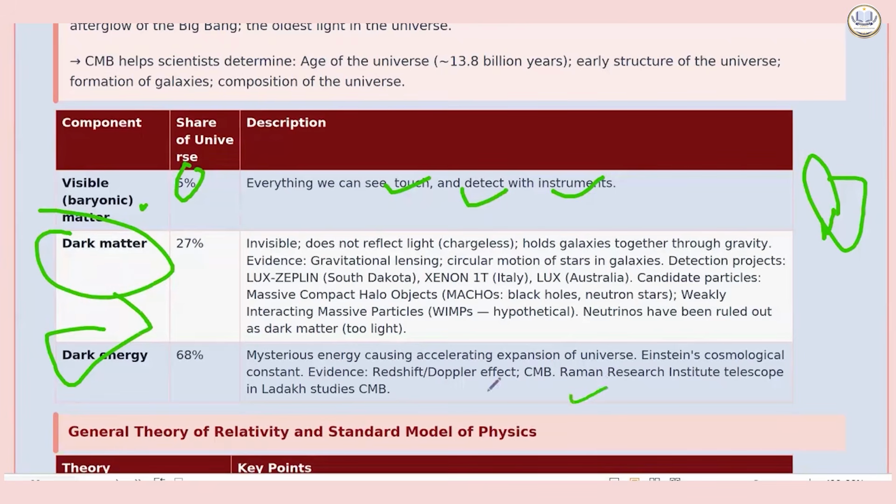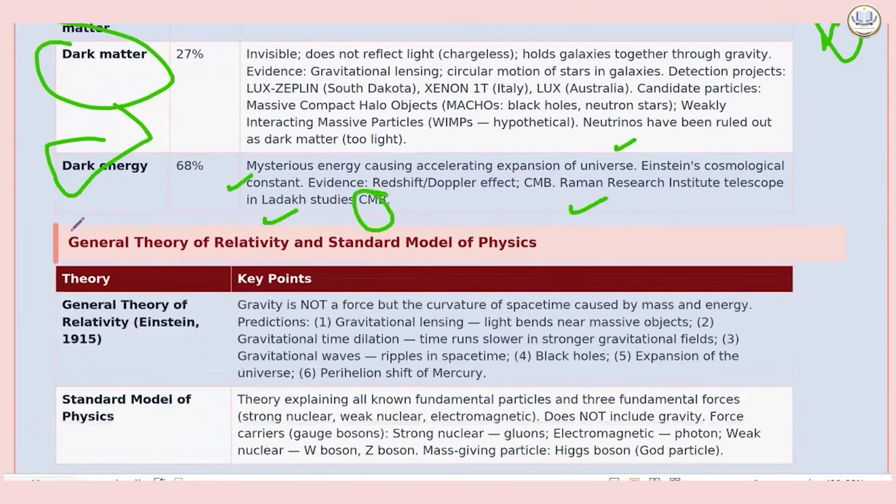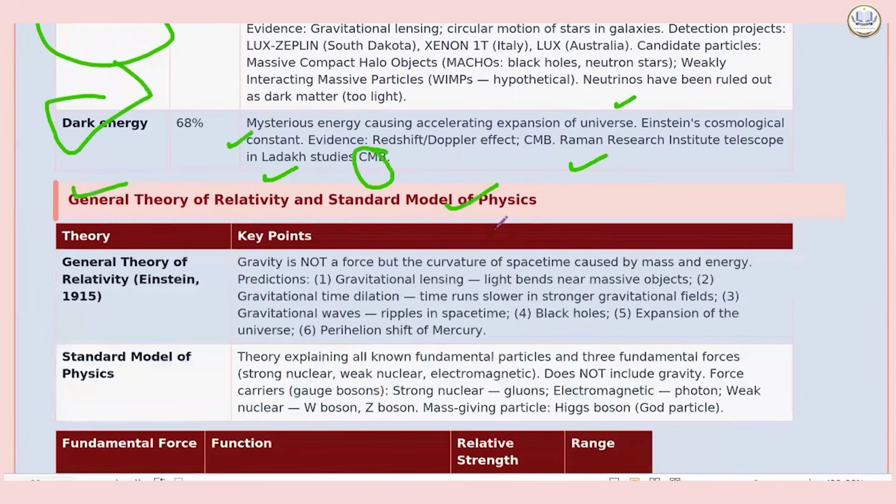We have the Raman Research Institute telescope in Ladakh, CMB. Okay. Einstein cosmological constant. Then general theory of relativity and standard model of physics. So what is general theory of relativity? First of all, you need to understand it with ease. Let me explain you with ease.